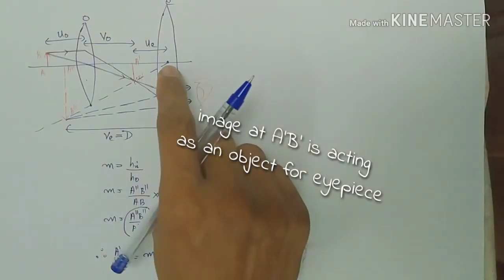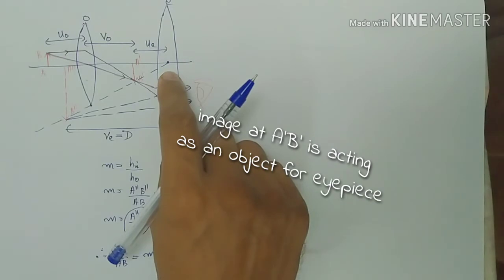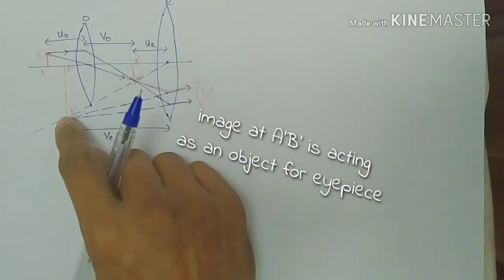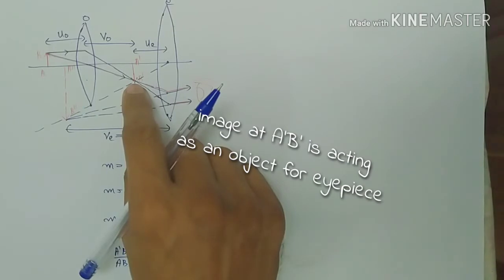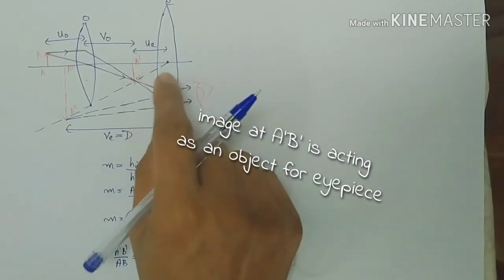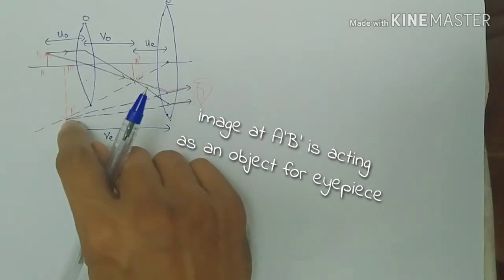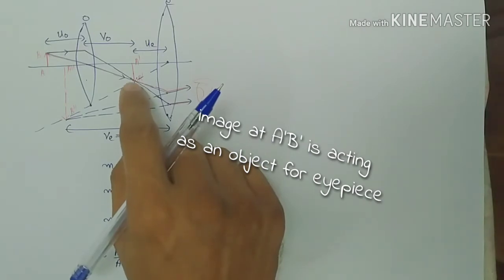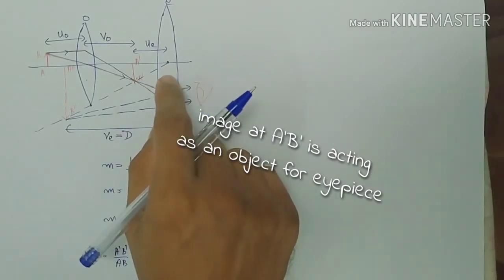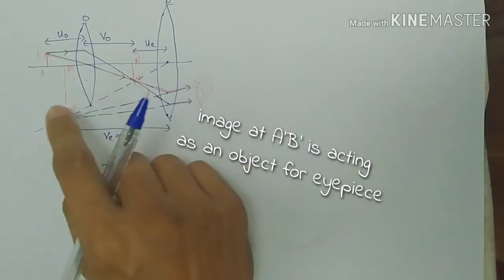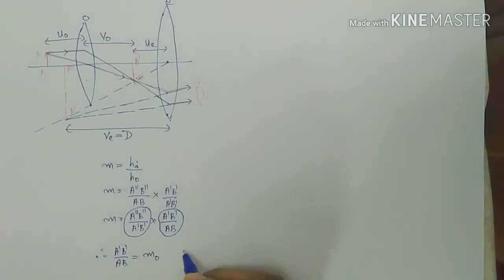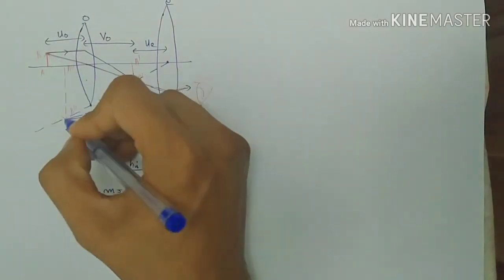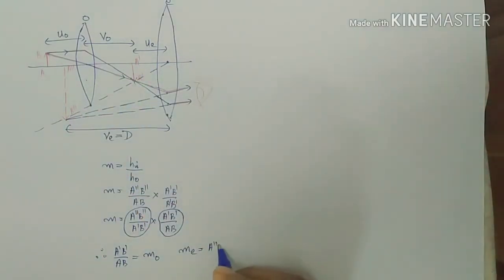The purpose of this eyepiece is creating a magnified image of this image. Therefore, A'B' image is formed at A''B''. Therefore, the function of eyepiece is forming the magnified image of A'B'. Therefore, for eyepiece, A'B' is the object and image is A''B''. Therefore, we could say magnifying power of eyepiece will be HI by HO, that is A''B'' divided by A'B'.